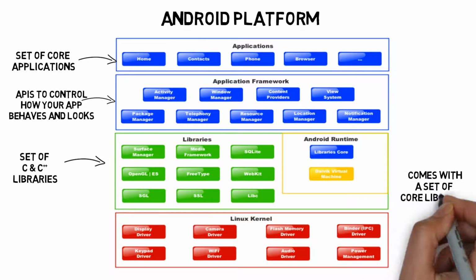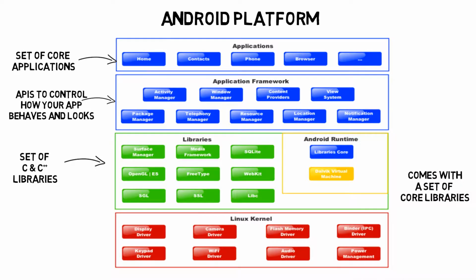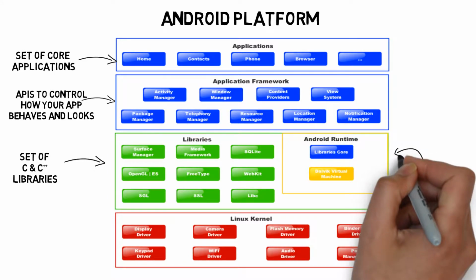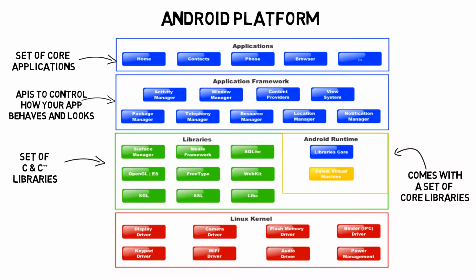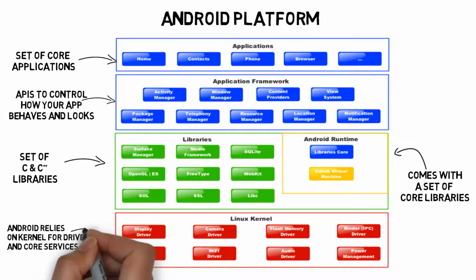Android runtime comes with a set of core libraries that implement most of the Java programming language. Each Android app runs in its own process. Linux kernel. Underneath everything else lies the Linux kernel. Android relies on the kernel for drivers and also core services such as security and memory management. The great news is that all of the powerful Android libraries are exposed through the APIs in the application framework, and it's these APIs that you use to create great Android apps. All you need to begin is some Java or Kotlin knowledge and a great idea for an app.